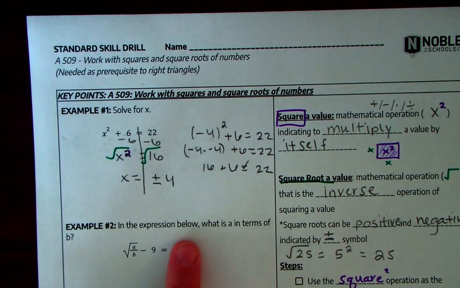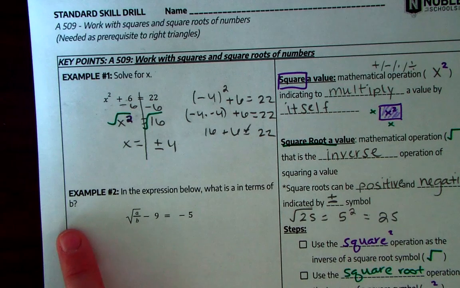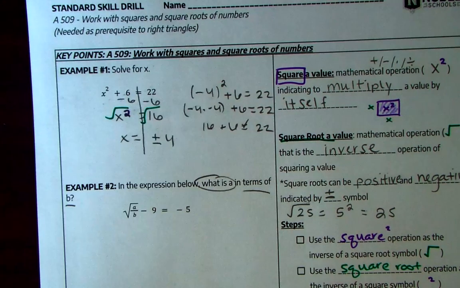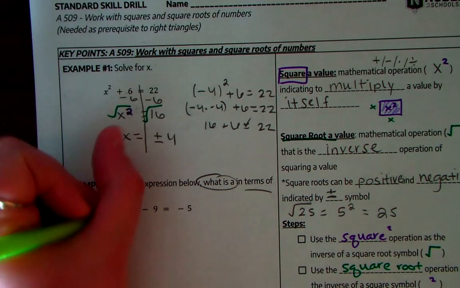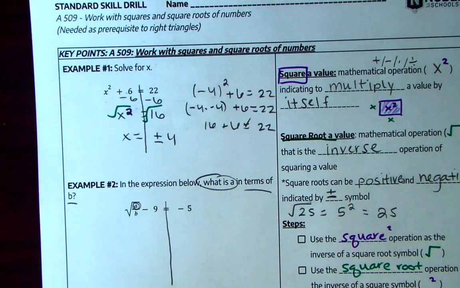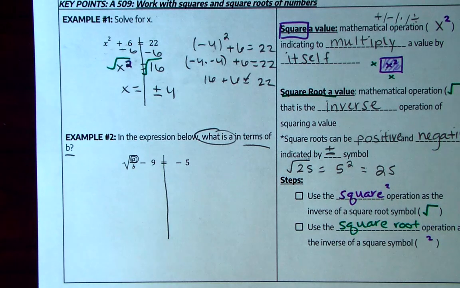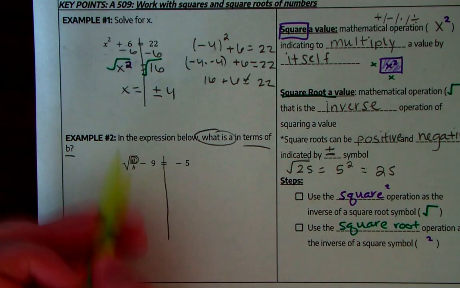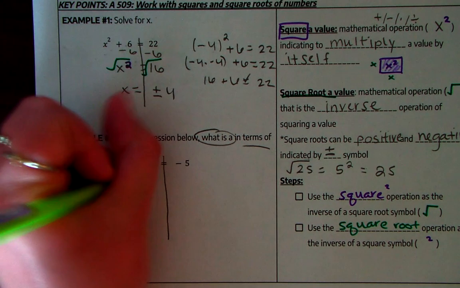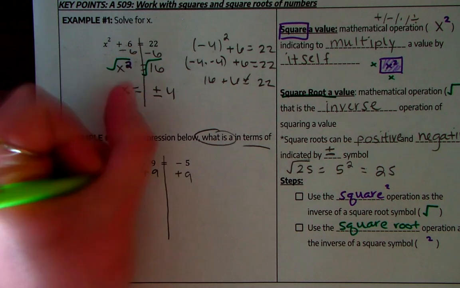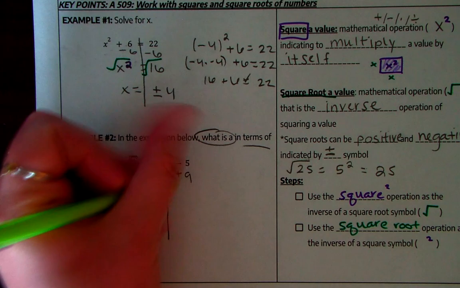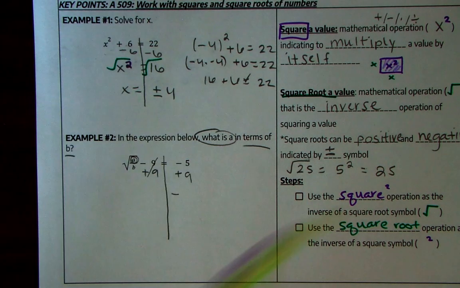Next, it says in the expression below, what is A in terms of B? Oh boy. So it's asking for what A is. We're going to isolate A and then use B to explain what A is. So we're trying to get A by itself, okay? I'm going to use my inverse operations. I notice the square root here, so I'm going to have to use the square operation. But first I'll make this 9 into 0, because we start with what's furthest from the variable. So negative 9 plus 9 is 0. 9 plus negative 5 is positive 4.